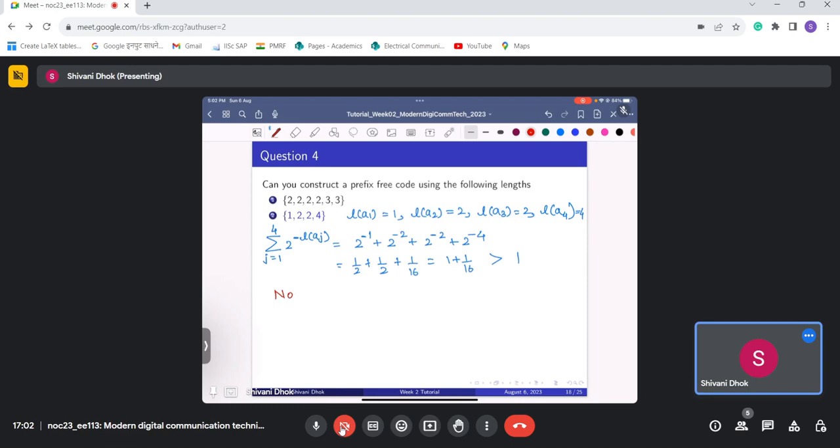Again we cannot construct a prefix-free code using this given set of lengths. So no prefix-free code, as Kraft inequality is not satisfied. Any questions?